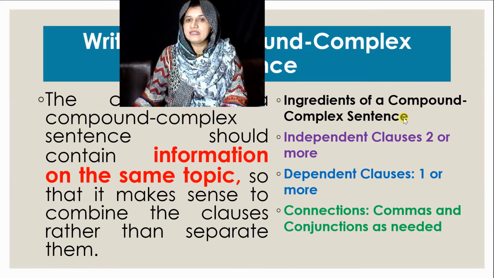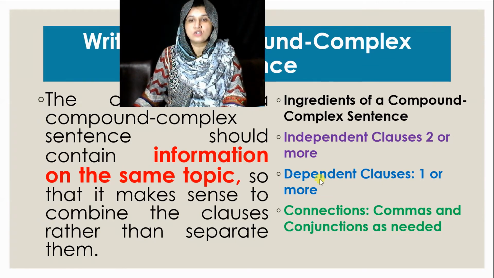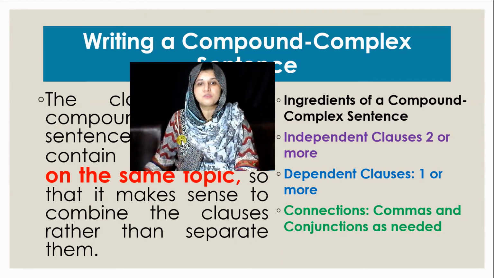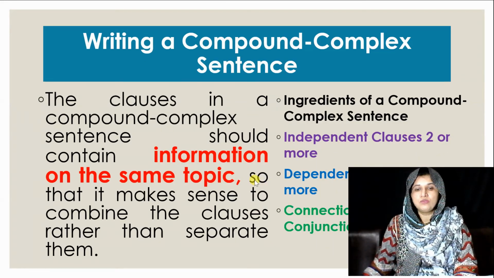Ingredients of a compound complex sentence: you need to understand that we need to have independent clauses. They can be 2 or more than 2. We need to have a dependent clause, and minimum there should be 1. You can add as many dependent clauses as you want to. And then we need to have connections. We need to have commas and conjunctions, right, in order to combine all the ingredients properly. Let's move.